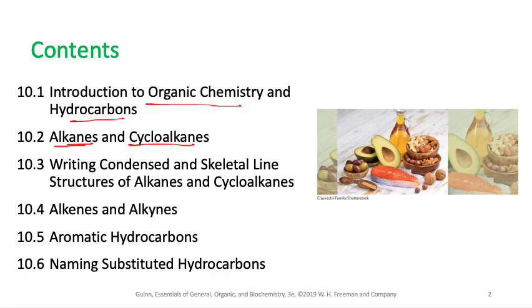And in the third section, we're going to learn how to write the condensed and skeletal line structure for those alkane and cycloalkane. After that, we're going to talk about another type of hydrocarbons, which is alkene and alkyne. Then we move on to another topic called aromatic hydrocarbon. And last, we're going to talk about how to name any substituted hydrocarbon. So let's get started with this chapter, and then let's move on to the next slide.